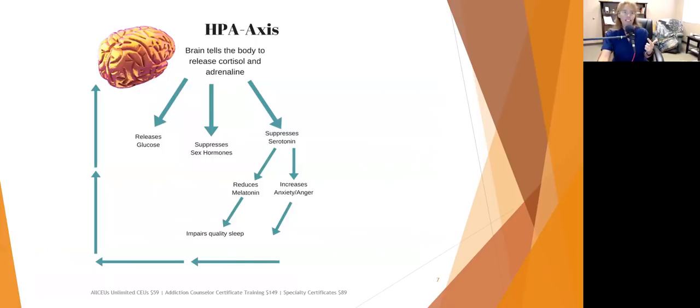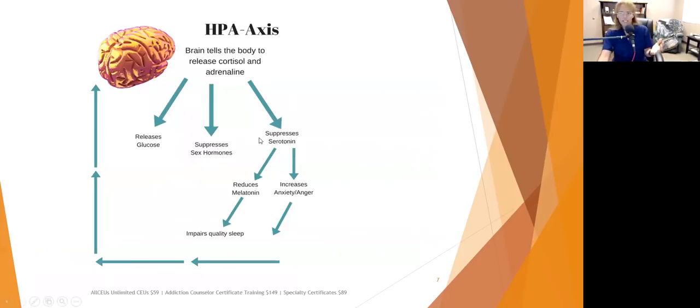It suppresses sex hormones because right now you're under stress. It is not the time to be procreating. It's the time to be protecting your own self. And it also suppresses serotonin. It suppresses serotonin because you are under stress right now. Your body perceives a threat of some sort, so it doesn't want you relaxing. It doesn't want you chilling out. It wants you activated. So it suppresses serotonin, which can be a calming neurochemical.